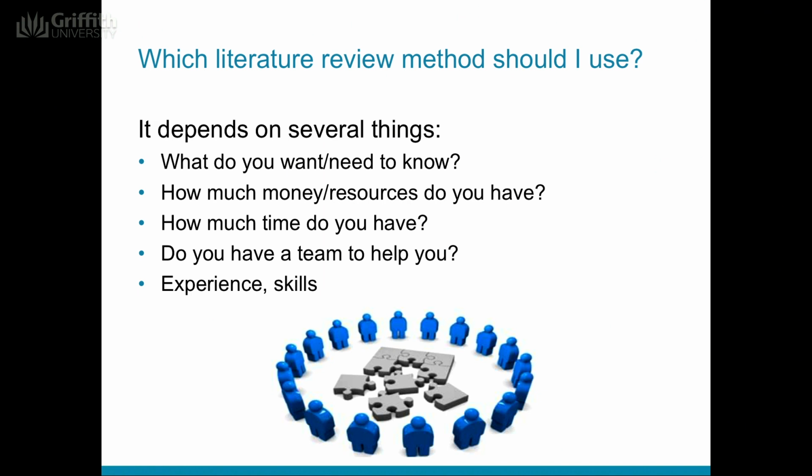Do you have people to help you? Do you have people on your team who have experience in literature reviews and skills for the particular type of review? As I said, a meta-analysis needs statistical skills to be able to do that. To do a meta-synthesis, you need some rigorous qualitative analysis skills. So the type of literature review you decide to do depends on what sort of resources you have, what sort of skills you have, and if you have a team to help you. So there's quite a bit to think about there.